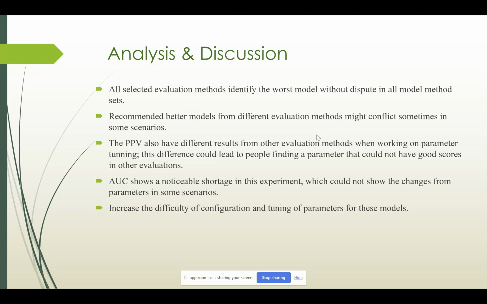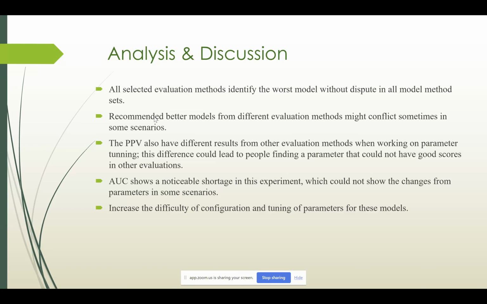Meanwhile, we also find that the better models recommended by different evaluation methods might conflict in some scenarios. They provide different recommended model configurations. However, when we compare their performance and distribution maps, they are quite different. By the way, we also find that PPV gives different results from the other evaluation methods when we are working on parameter tuning.